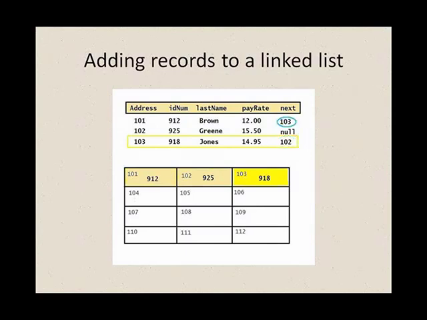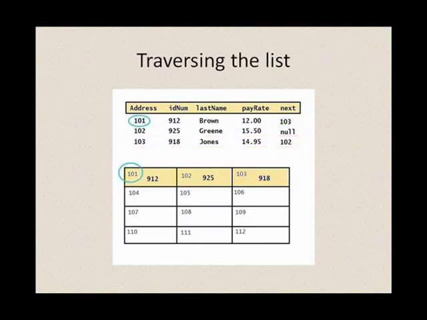If you wanted to process this list in order by ID number now, you'd start at the beginning, address 101, you'd use the data for record 912, and then you'd look at address 103, skipping spot 102. At 103, you'd process the data for that record, and then go to address 102. At 102, you'd process that data, and you'd reach the end of the list.